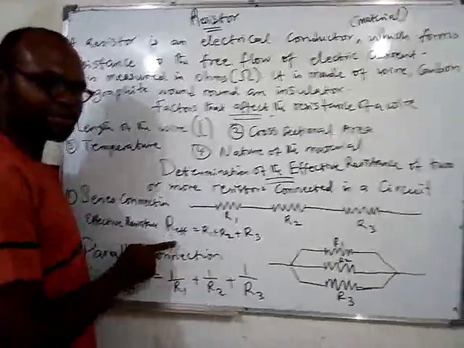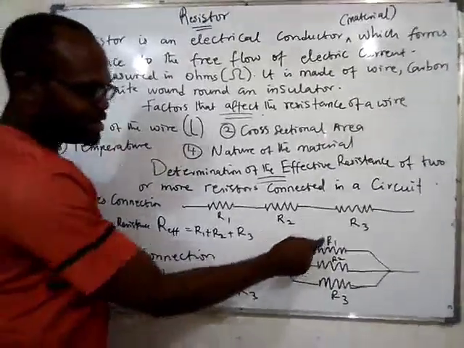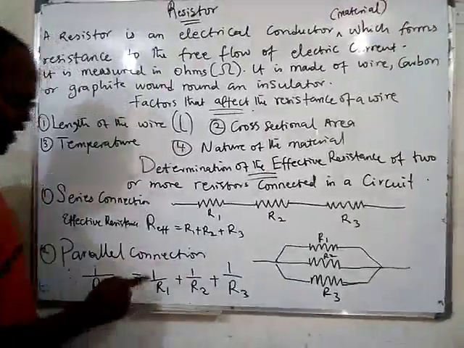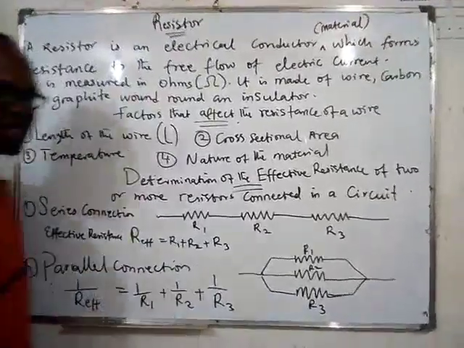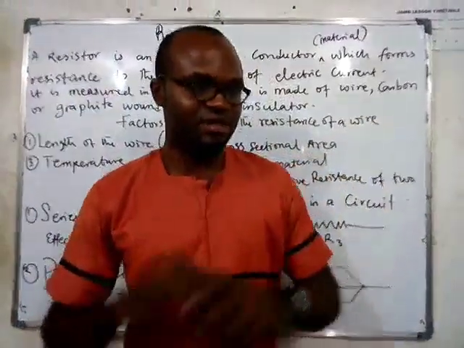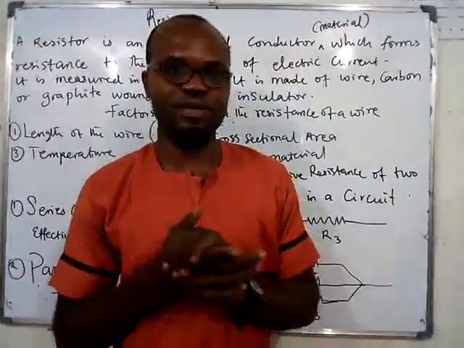6 ohms. You understand? But if this one is 3, this one is 2, this one is 1 in parallel, can it be 6 again? It will not. You have to get the reciprocal and solve down the mathematics. And that's what we are going to do in the next class. We are going to look at how to solve these problems. Is that clear?